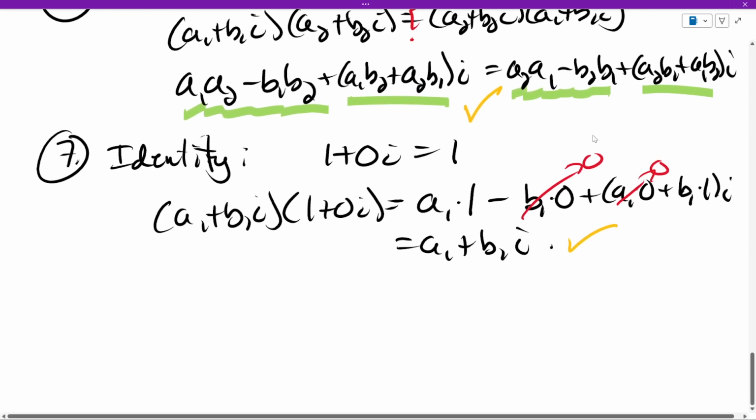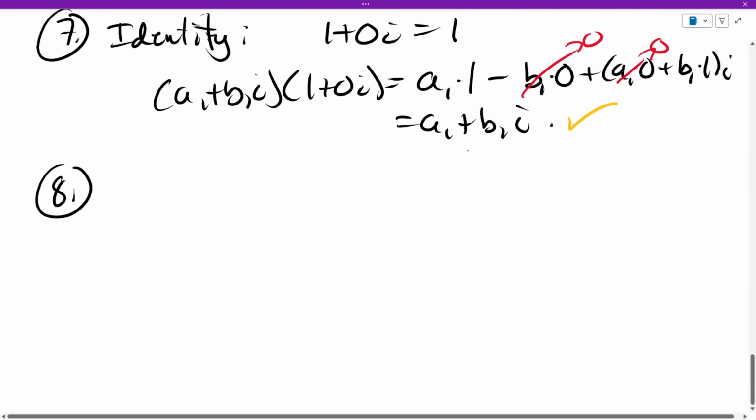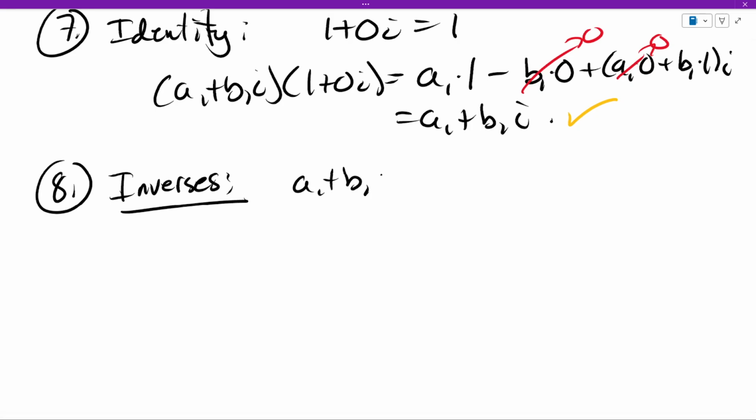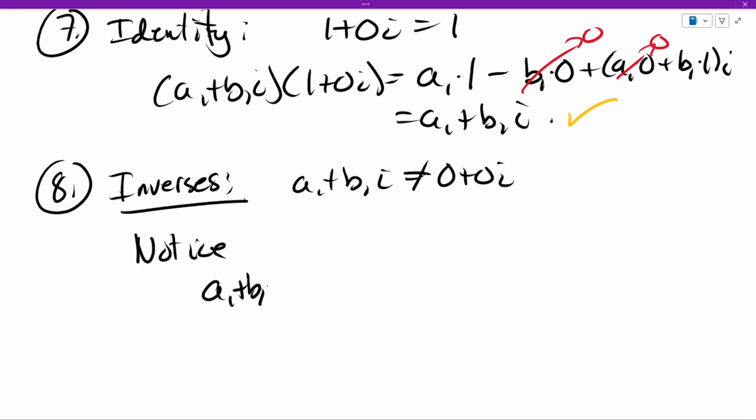Now multiplicative inverses of non-zero elements. Let me scroll up a little bit. I don't think I'm going to make this under 10 minutes. Let's suppose a1 plus b1i is not equal to 0 plus 0i. That means it cannot be that both a1 and b1 are 0. And so what we're going to do is we're going to notice something. This will be an important observation for later examples.